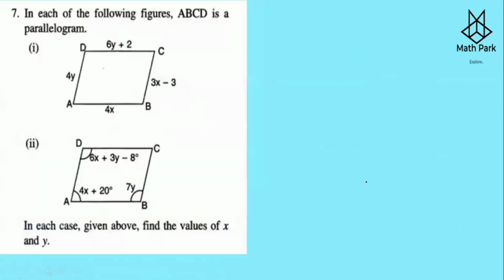Moving to question number 7. In each of the following figures, ABCD is a parallelogram and you are asked to find the values of X and Y. So let us start with the first one. We know that these are the opposite sides given, and opposite sides of a parallelogram are equal. So therefore, we get 4X is equal to 6Y plus 2. So we get 4X minus 6Y is equal to 2. Dividing throughout by 2, you get 2X minus 3Y is equal to 1. This is our equation number 1.